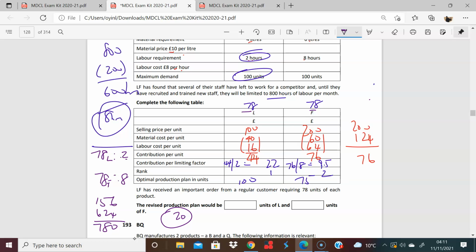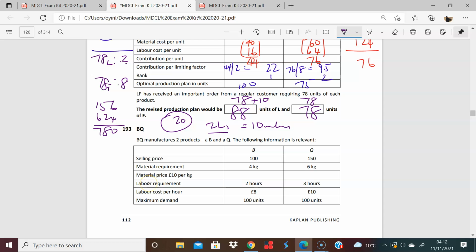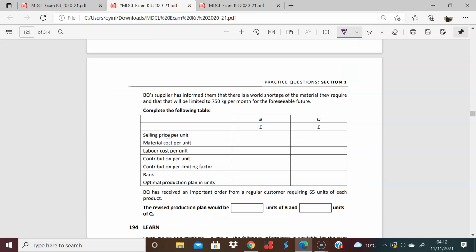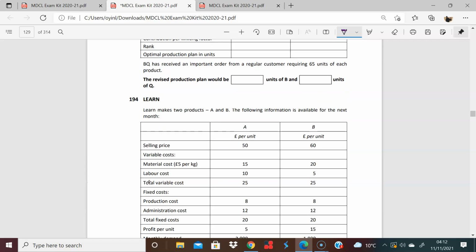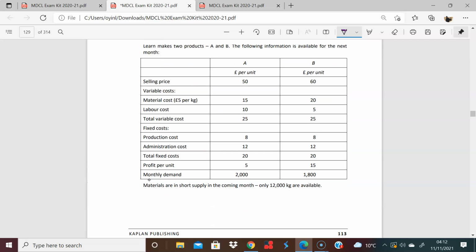My optimal plan was always to make L first, and given that I need 2 hours to make a unit of L, I can make 10 more units of L, and I don't have any hours left. So you fulfill the 78 each, and then you can do another 10 of L, which means 88 units of L and 78 units of F. This question looks exactly like 193, so you can apply that yourself just to make sure you're comfortable. And I will go on and do 175 because it's a little bit different. It's the same principle, but the shape of the question just looks a bit different. Okay.